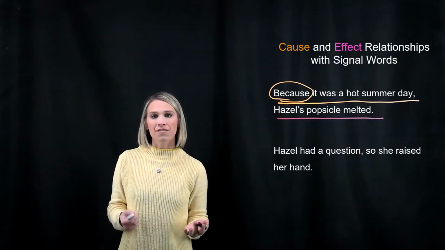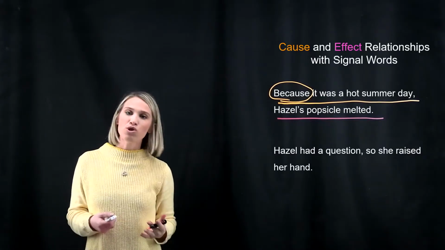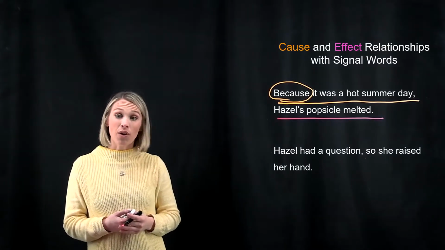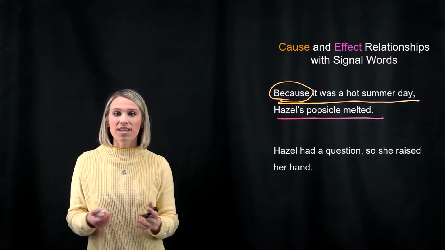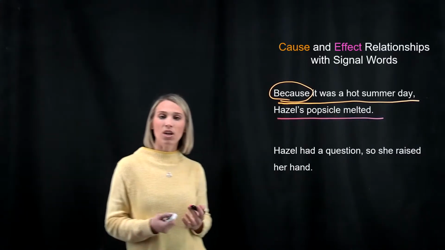The next cause-effect relationship is Hazel had a question, so she raised her hand. I see the signal word so. So signals an effect statement. I'm going to use my pink marker to circle the signal word so.